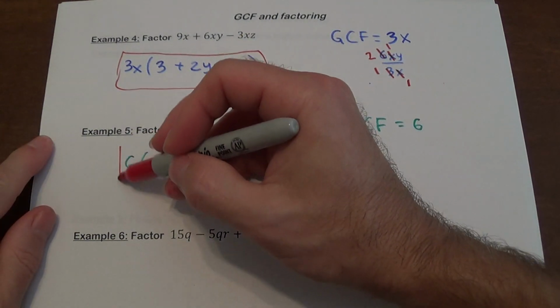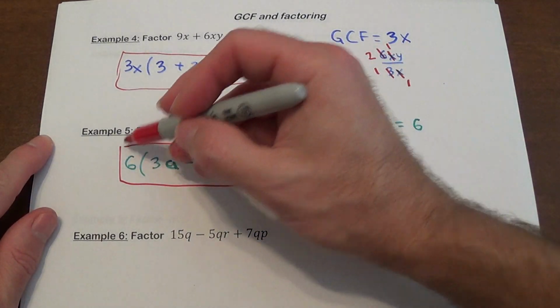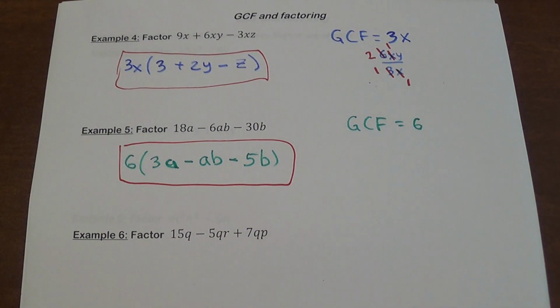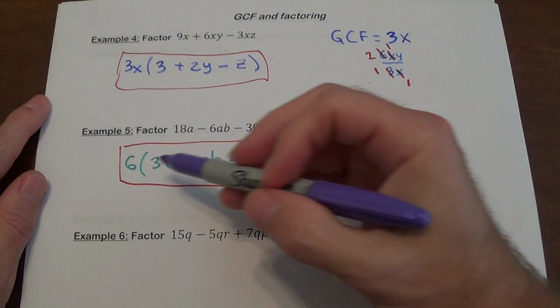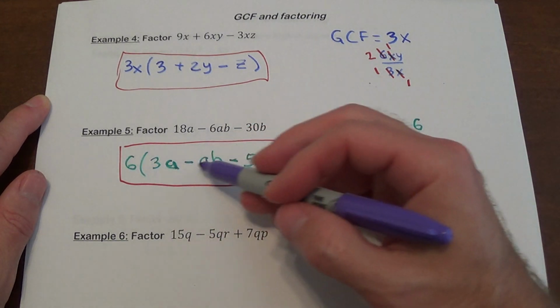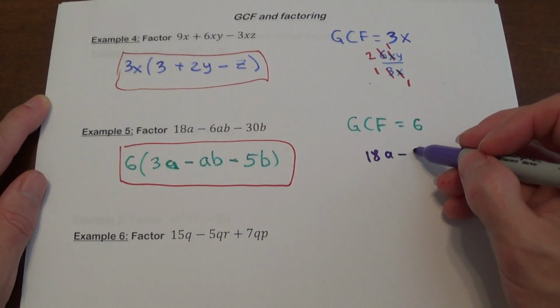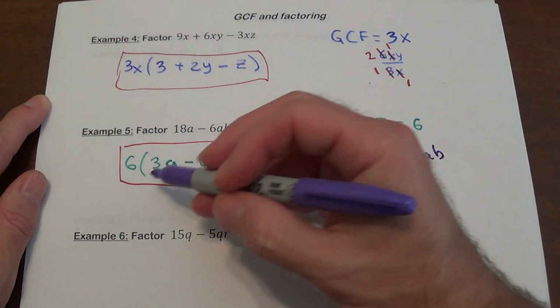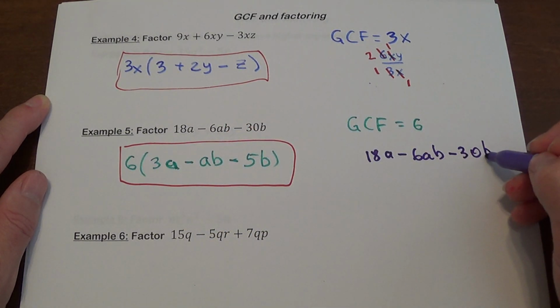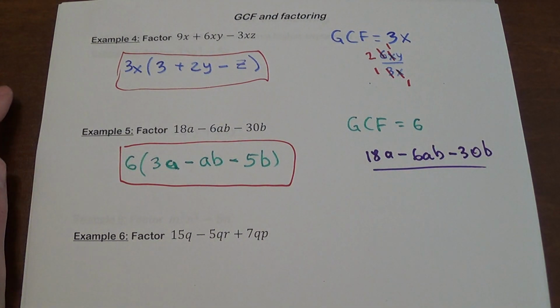Again, all these can be verified by distributing. I want to show you really quick here just as an example again. If you distribute 6 times 3a will give you 18a, 6 times ab will give you minus 6ab, 6 times negative 5b will give you minus 30b. You are supposed to get exactly the same expression.